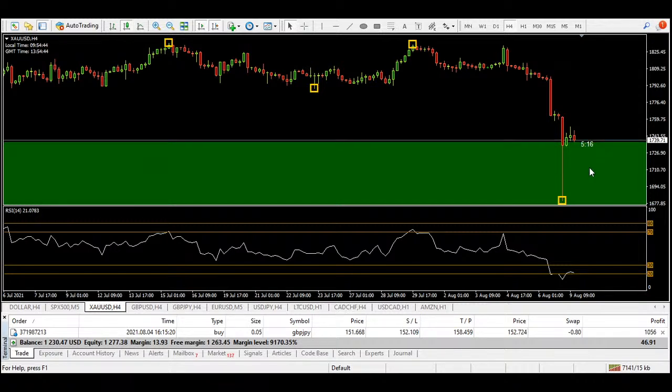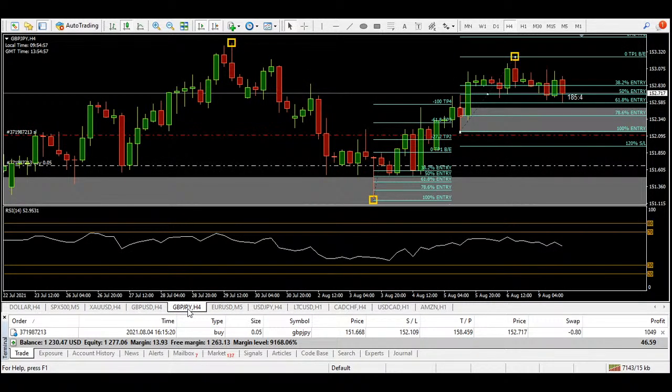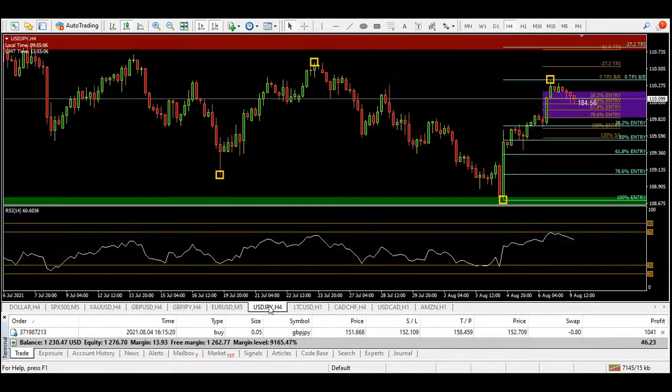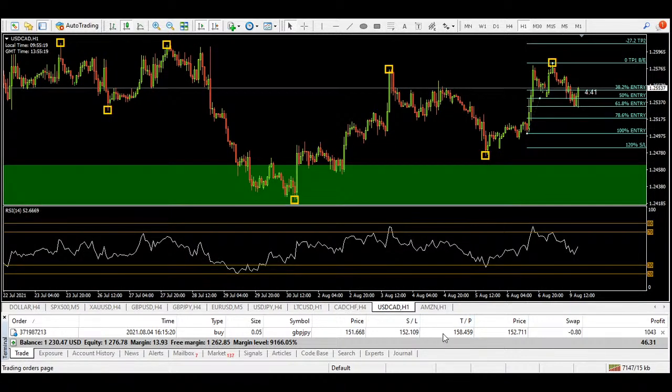So technically gold, if the consensus is correct, which I doubt it is, gold should go down. GU should go down. GJ should go up. EU should go down. UJ should go up. US cash should go up.